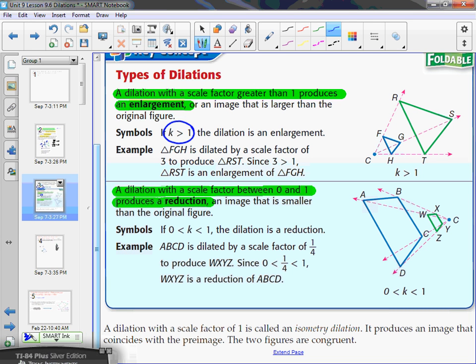If the scale factor is between 0 and 1, like before, I don't really want to talk about negative scale factors. All that does is flip the new figure to the opposite side of the center of dilation. So if the scale factor is between 0 and 1, it's a reduction. If the dilation is a reduction, the scale factor will be between 0 and 1. If you happen to have a scale factor of 1, then it's neither an enlargement or a reduction, and it's not really a dilation anymore, is it? Okay?